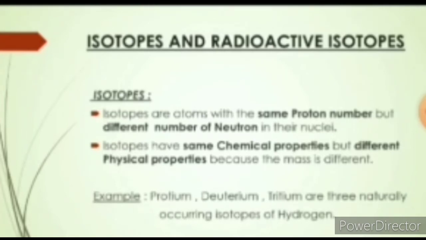And then we have the isotopes and the radioactive isotopes. Isotopes are atoms with the same proton number, but a different number of neutrons in the nucleus. For example, hydrogen has three isotopes: protium, deuterium, and tritium. Protium has mass number one, but deuterium has two, and tritium has three. So why three? Because it has two neutrons and one proton.